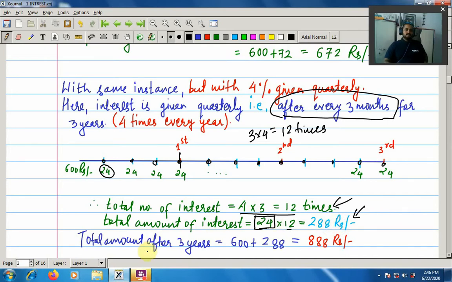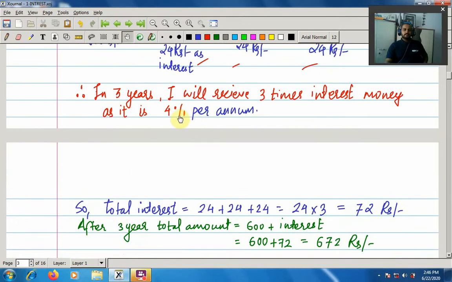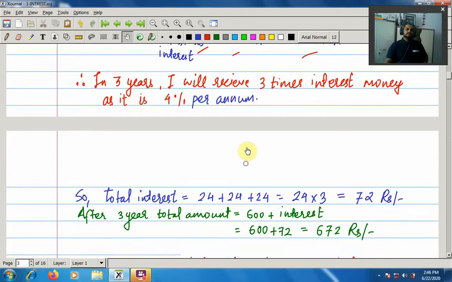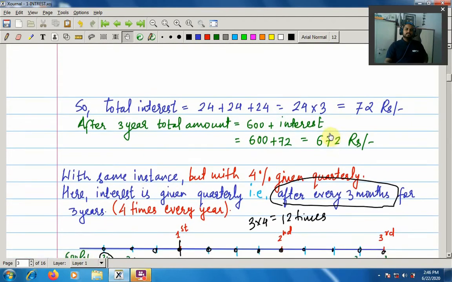Finally, how much money will I get after 3 years? 600 plus this much, 888 rupees. You can compare that. In the previous example, my rate of interest was 4% per annum. It's written here, 4% per annum, and the total amount withdrawn is very less, 672 rupees.